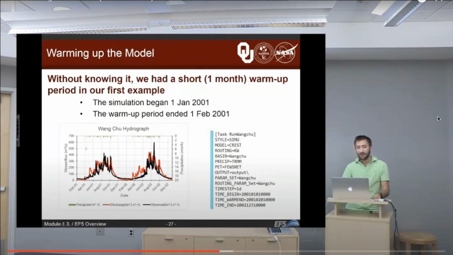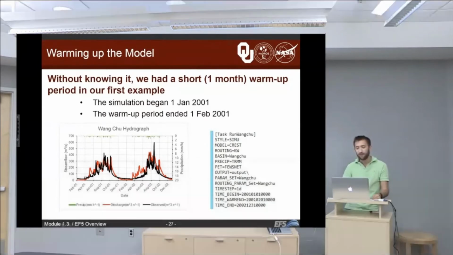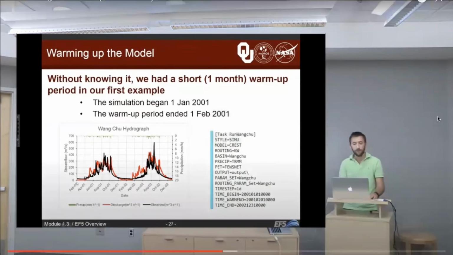You can actually see that here on slide 27 in the screenshot of the control file. Time warm end was 2001-0201, February 1st, 2001. And then you can see on our graph that it actually did start on February 1st, 2001.